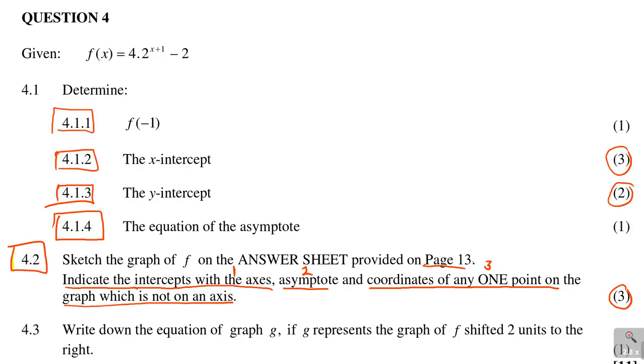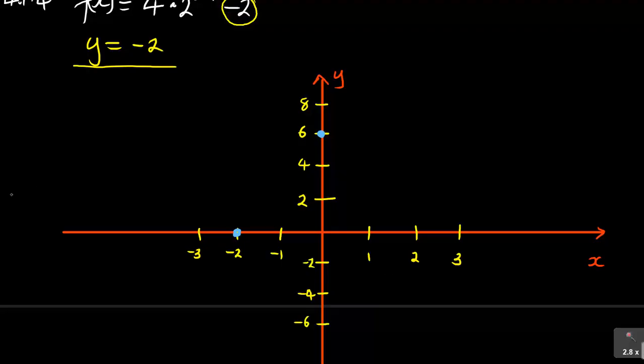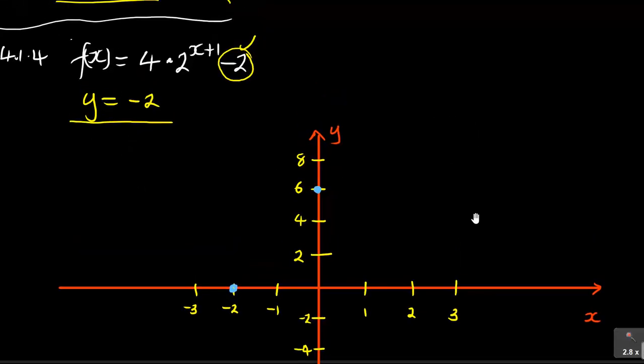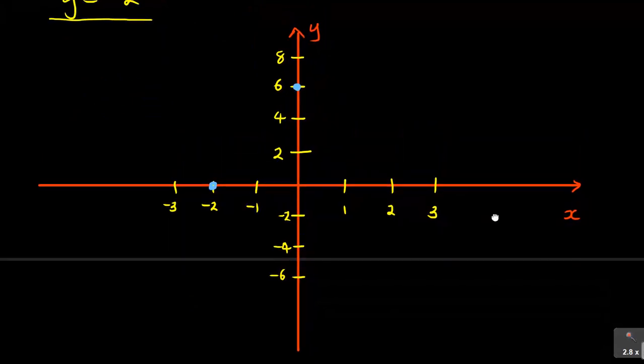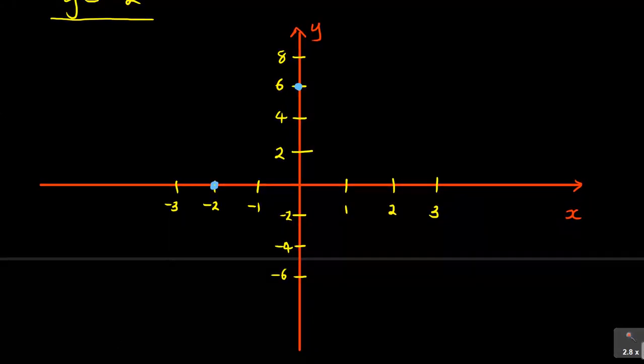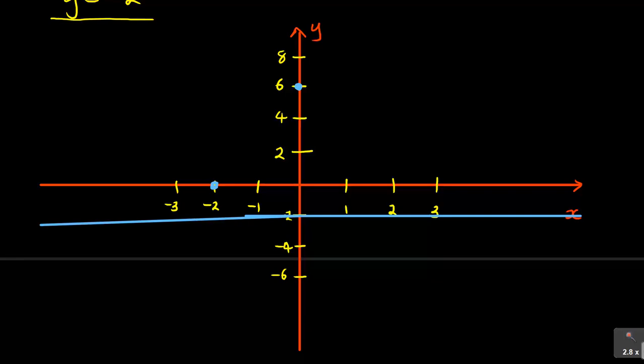When they ask you the equation of the asymptote, you come to this part, and remember, we said it was y is minus 2. So you come here to minus 2. That is where the equation of the asymptote is, and you will be drawing a line that passes through minus 2 on a straight line like this. But you don't draw the line like that. You draw the line as a broken line.